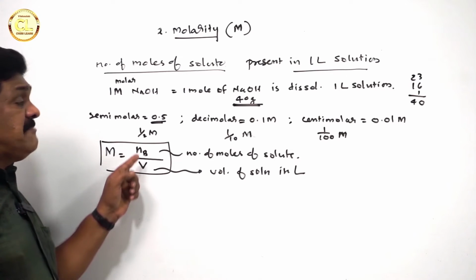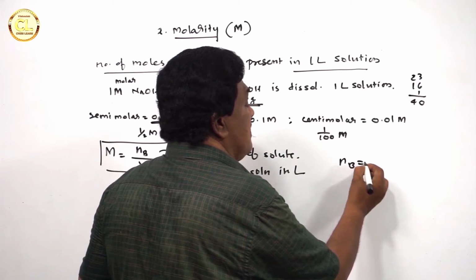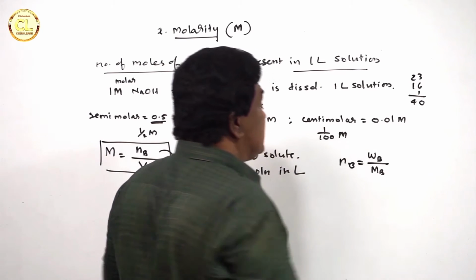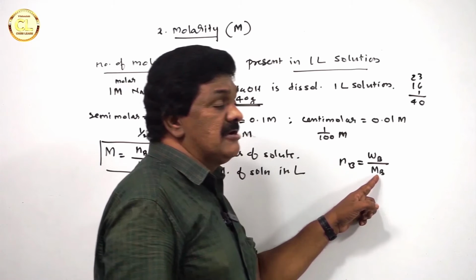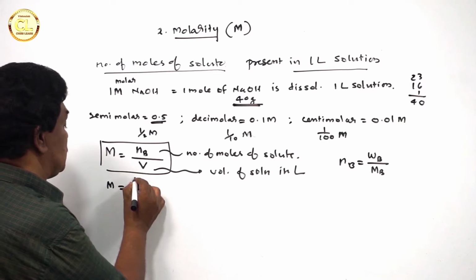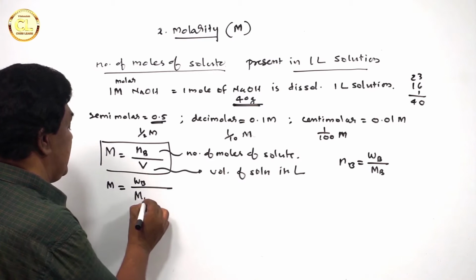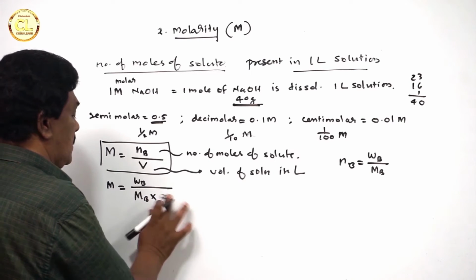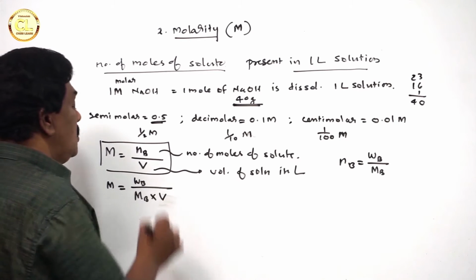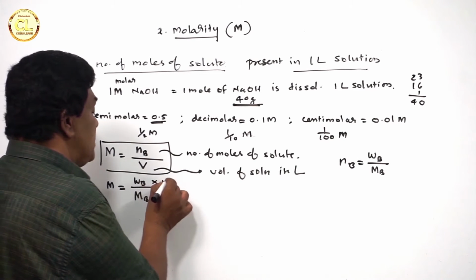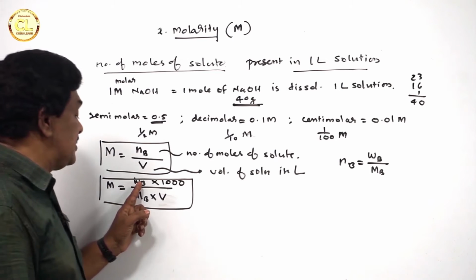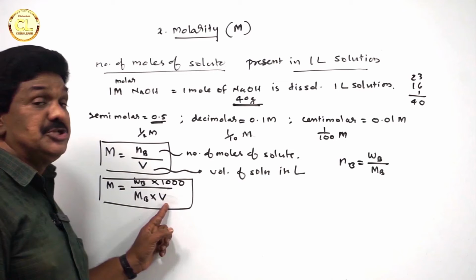You know that NB, the number of moles of the solute, can be expressed as WB by MB, that is mass of B by molecular mass of B. So, we can substitute here. We get M is equal to WB by MB into V, where V is the volume in liter. Now, making it in milliliter, we have to multiply it with 1000. So, the most user-friendly formula is M is equal to WB into 1000 divided by MB into V.